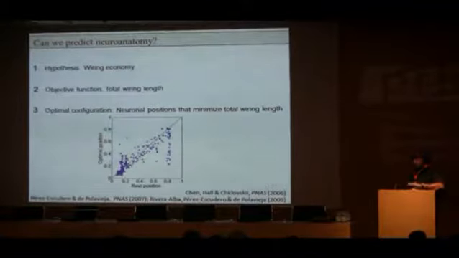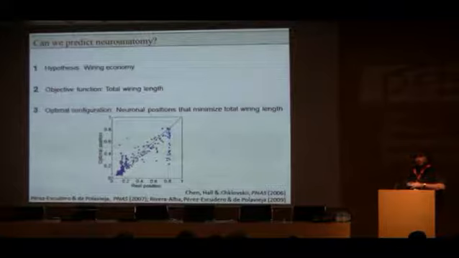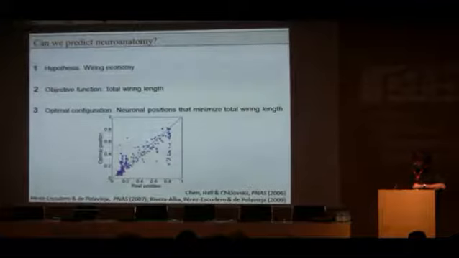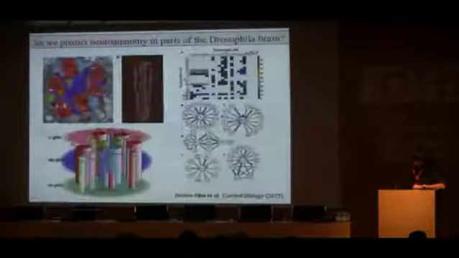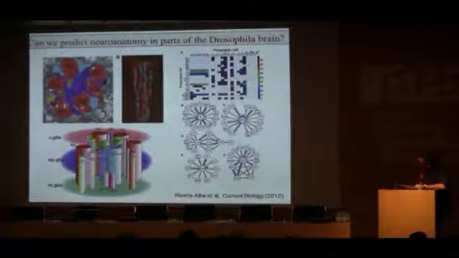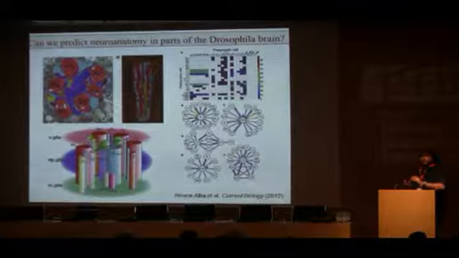I will go back to those deviations and I will try to learn about them. But first, before going through that, we wanted to check whether this was something that happened in C. elegans or whether we could observe it in other systems. And then we went through the work of doing the electron microscopy in a small portion of the brain of the Drosophila.